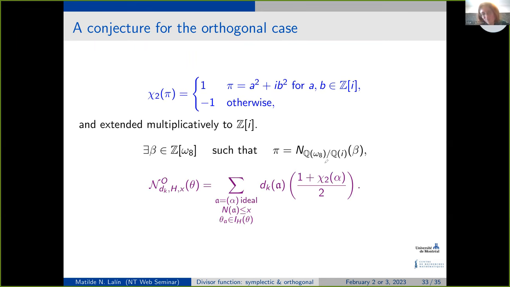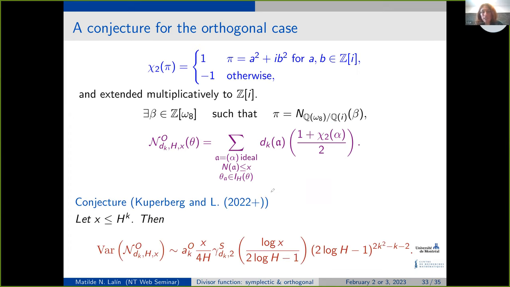Again, we can now look at the divisor function distributed over these ideals, twisted by this detector. This chi2 of alpha is defined multiplicatively, so on alpha the condition is not so nice. But again, we can formulate a conjecture in terms of what the variance of this sum should be.